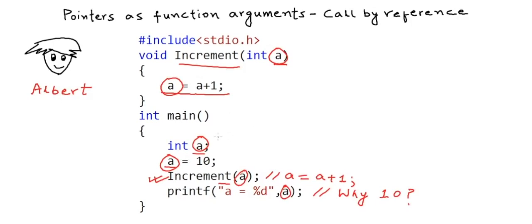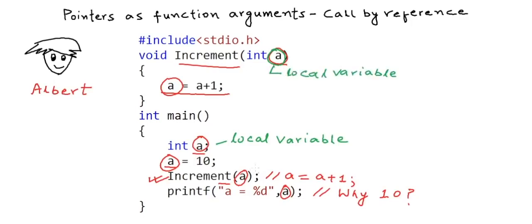Now what Albert does not understand well, or what he probably forgot, is that whenever we declare a variable inside a function, then we call that variable a local variable, because as such, just using the variable name, we can access that variable only inside the same function in which we have declared the variable. So these two a, this a in the function increment and this a in the function main, are actually not the same a. The a in the function increment is another a.